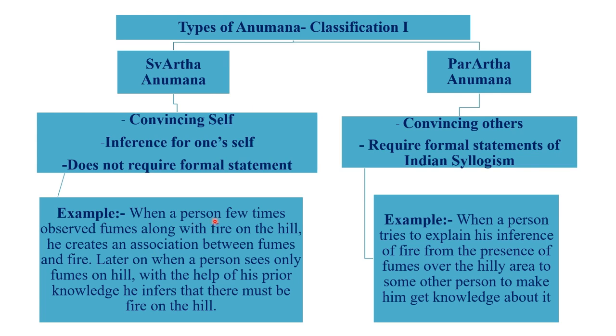For example, when a person observes fumes along with fire on the hill a few times, he creates an association between fumes and fire. Definitely, whenever a person sees fire and fumes, fumes means smoke, on the hills, he comes to know that yes, whenever there is a fire, there is a smoke. Later on, when a person sees only fumes on the hill, with the help of his prior knowledge, he infers that there must be fire on the hill.